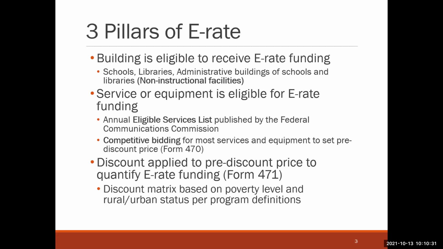Just those urban centers have that urban designation. The only difference here is that if you're designated as rural, then depending on where you are in that poverty level scale, you could qualify for a higher discount than your urban counterpart would. So those are the 3 pillars of E-rate.